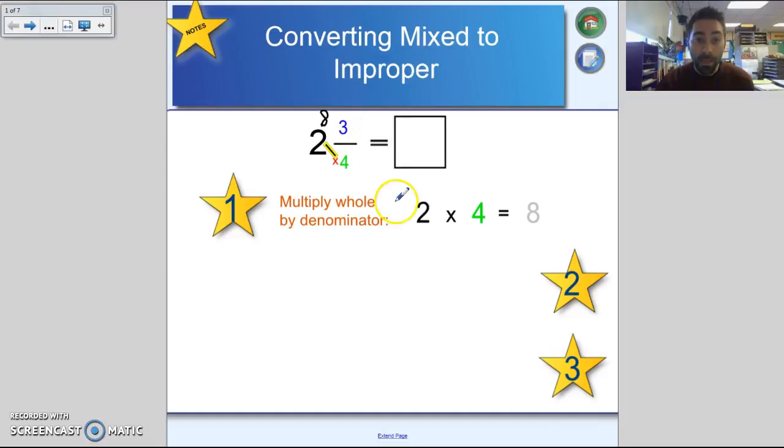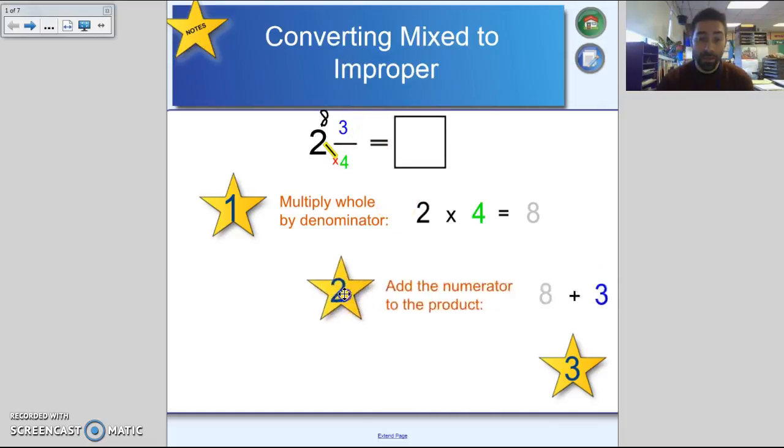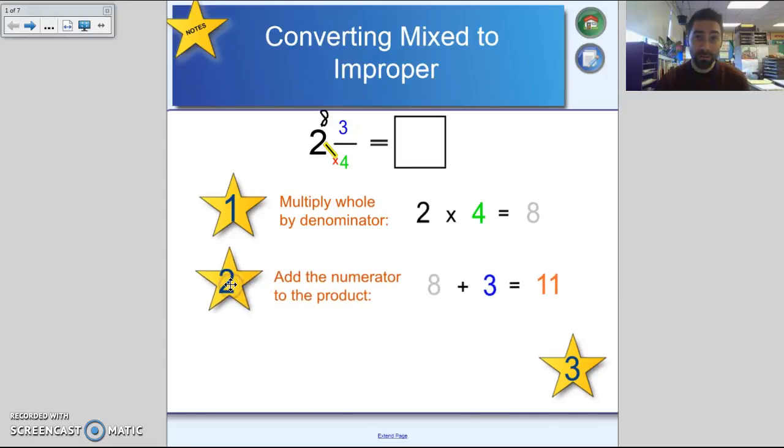Okay? And then the second step is to add the numerator to the product of your whole times your denominator. So here's my product of 8 of my whole times the denominator. And then the next step is to add the numerator. So you see my 8 plus my 3. So here I have 2 times 4. I got 8. I put it above the whole number. And now I put a plus sign, and I'm adding that 3, the numerator, to that product of 8. And I get a total of 11, as you can see right here.